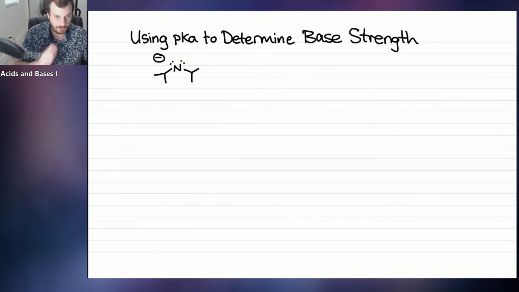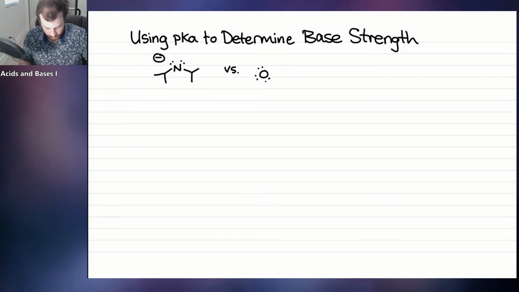Okay, here's molecule number 1 versus molecule number 2. So two molecules, we want to determine the base strength. In order to do this, we have to do a thought experiment, and we have to protonate both of these substances. So that's step 1, protonate.